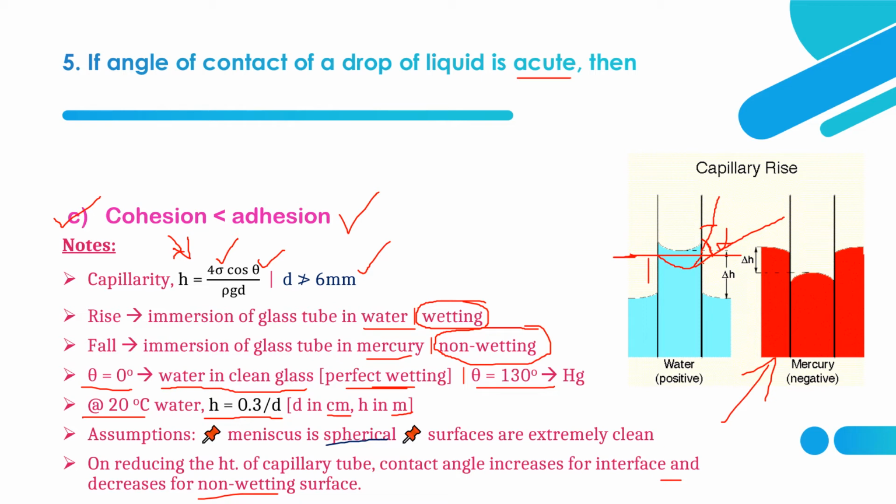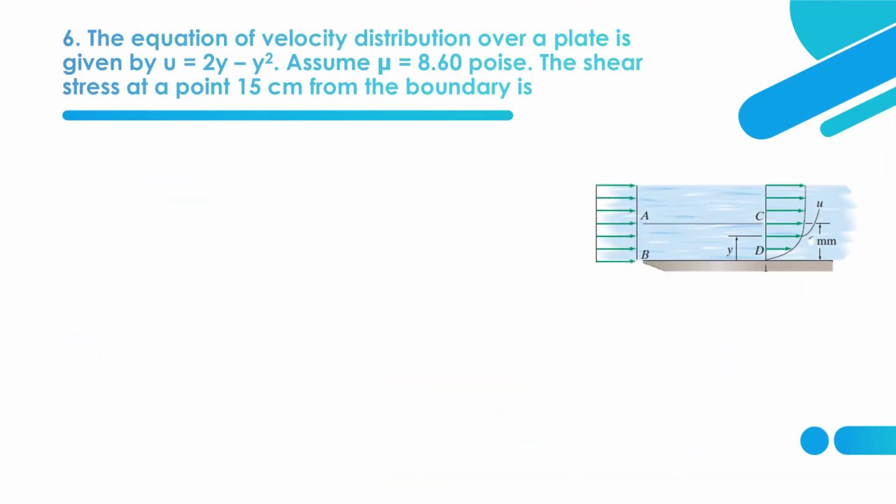Now let's see the sixth question. The equation of velocity distribution over a plate is given by u is equal to 2y minus y square. So this is the equation of velocity distribution given. We have to assume mu, the dynamic viscosity, as 8.6 poise. Find the shear stress at a point 15 centimeter from the boundary. So this is the boundary. We have to find the shear stress 15 centimeter above it.